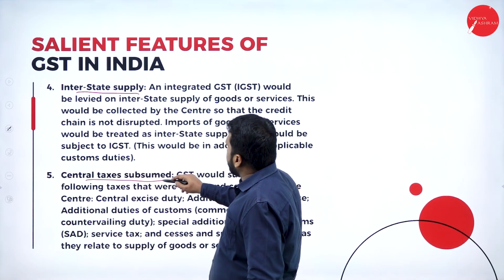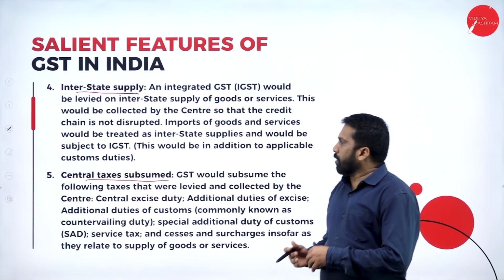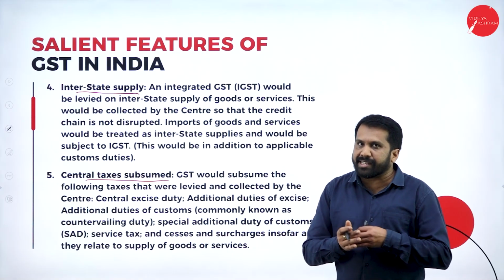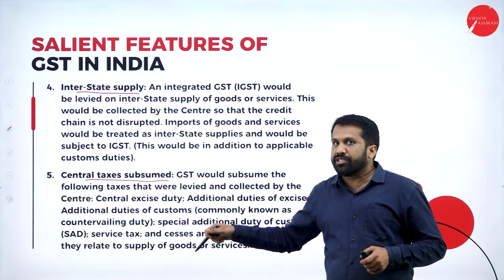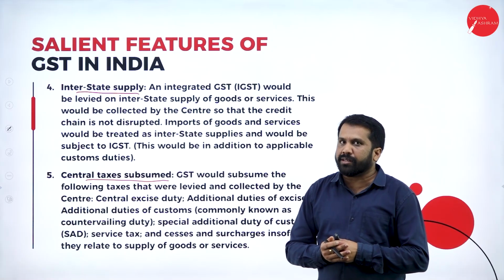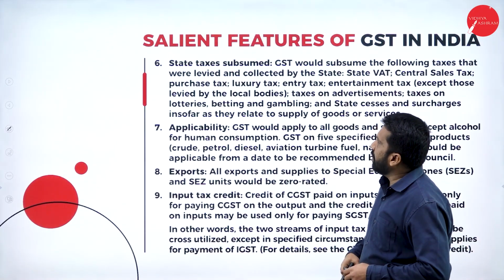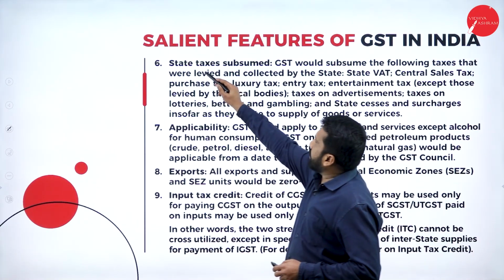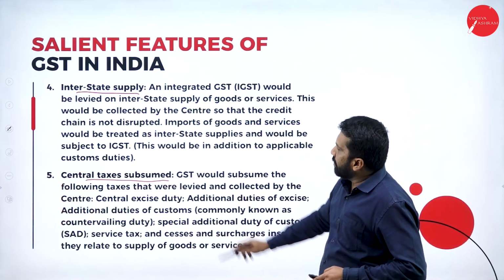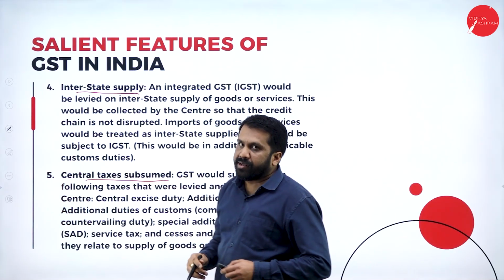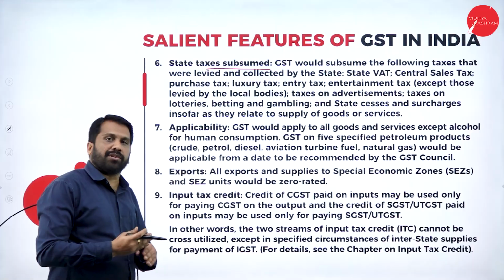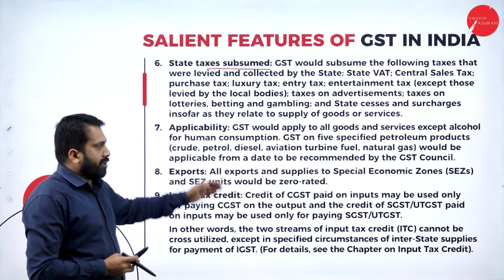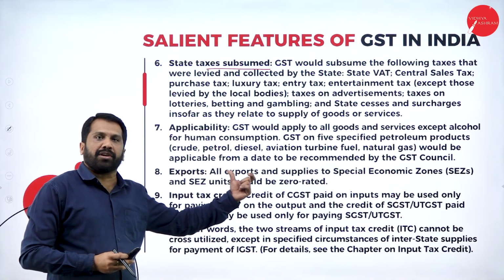Central taxes are summed. Whatever the central taxes are, they are summed with whatever you have collected in the state. The total will be called the total revenue of the central government. Then state taxes are subsumed, just as central taxes are subsumed. In this, you need not remember all the points, only the headings.